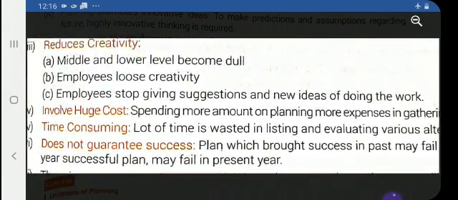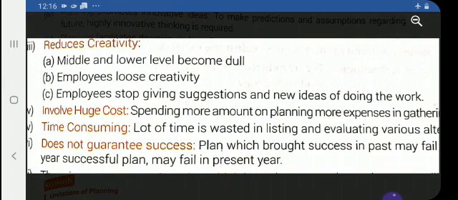Now the next limitation is that it does not give guarantee of success. Sometimes managers have a false sense of security that plans have worked successfully in the past, so they will work in future also. So there is a tendency in managers to rely on pre-tested plans, and it is not true that if the plan has worked successfully in the past, it will bring success in future also, as there are so many unknown factors which may lead to failure of the plan in future.